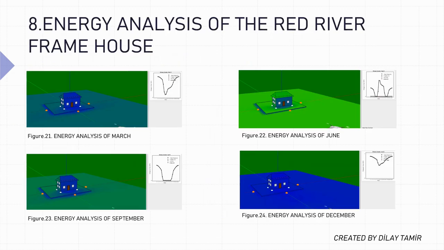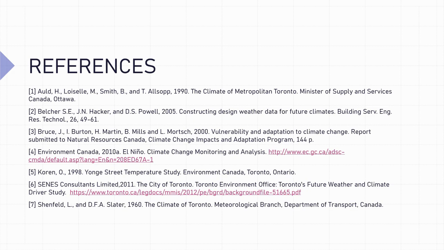Now, we will see the energy analysis of the Red River Frame House seasonally. First one, energy analysis of March. Second one, energy analysis of June. Third one, energy analysis of September. Fourth one, energy analysis of December. Additionally, I will show the sun path and shadow videos of this building.